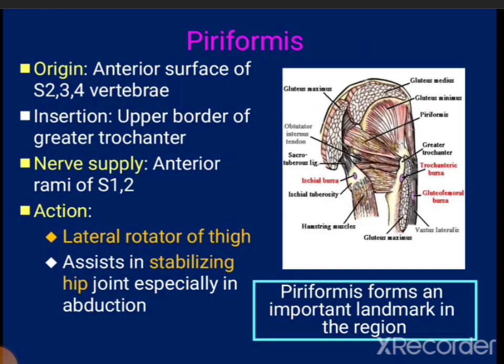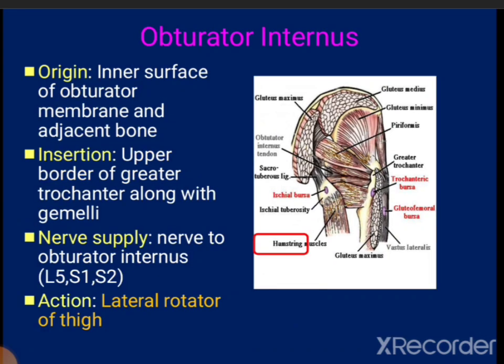Now the piriformis, it arises from the anterior surface of S2, S3, S4 vertebrae, that is from the sacrum, and inserted on the upper border of the greater trochanter, that is the tip of the greater trochanter. It is supplied by the anterior rami of S1, S2. Action is lateral rotator of the thigh, assists in stabilizing the hip joint, especially in abduction.